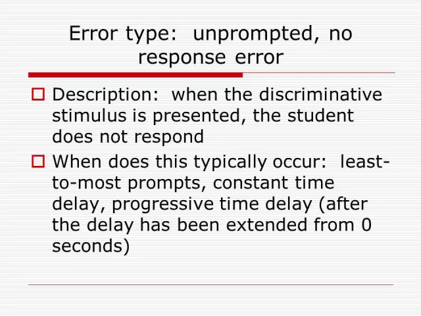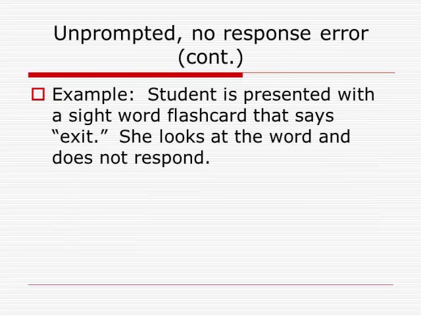As a rule of thumb, the errors are most likely to occur in non-stimulus prompting systems. Although they can occur in the other ones, they're generally when non-stimulus prompting procedures are used. Not that those are bad, not that they don't have their place, but that is a big disadvantage of them. So just keep that in mind. So let's look at an example of an unprompted no response error.